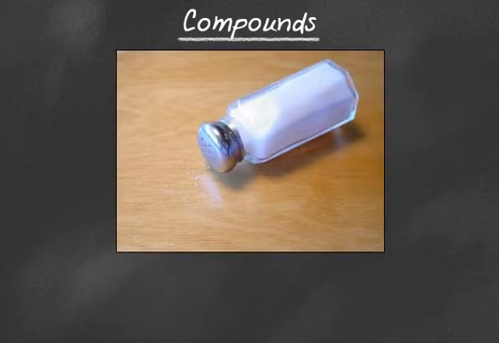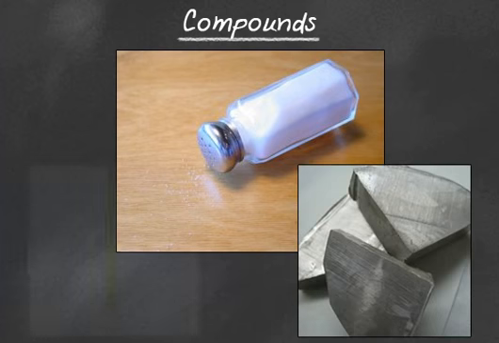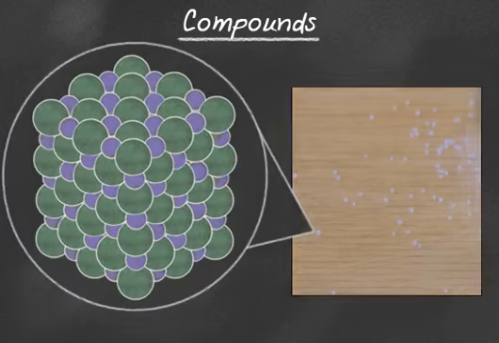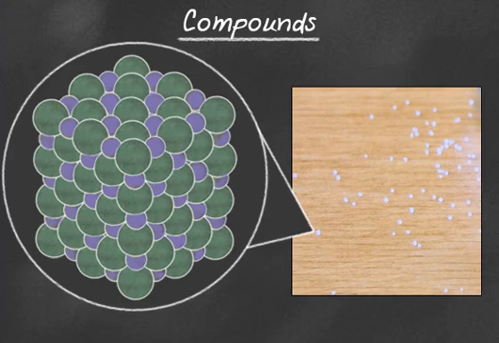Common salt is a compound that is formed from the elements sodium and chlorine. Elemental sodium is a solid metal, and elemental chlorine is a greenish-yellow gas at room temperature. When they combine, they form salt crystals, a solid compound with characteristics that are very different from either elemental sodium or elemental chlorine.